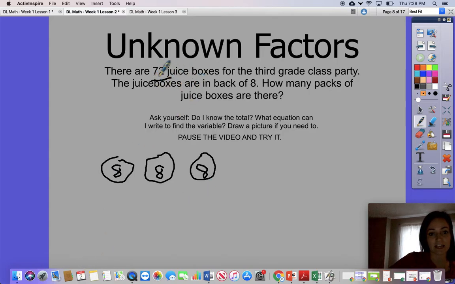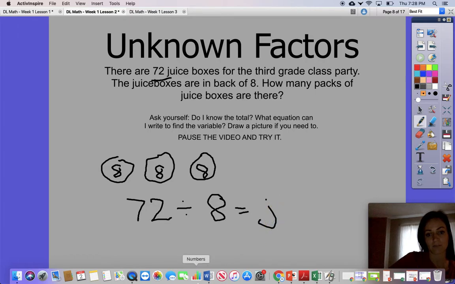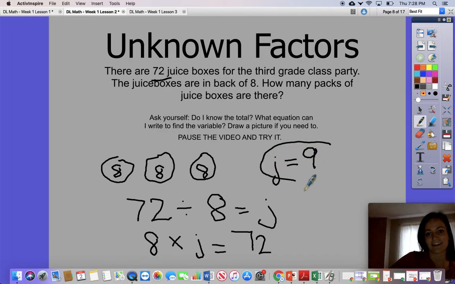Another way to do that is you could start with your total, 72 juice boxes divided into groups of 8. How many groups are there? Okay, 72 divided by 8. Again, like we talked about before, I could say 8 groups of juice boxes gives me 72 juice boxes in all. Okay, 8 times what equals 72? 9. 8 times 9 equals 72. I didn't mean to make all of these equal 9. Okay, j equals 9. So hopefully that was helpful to you.